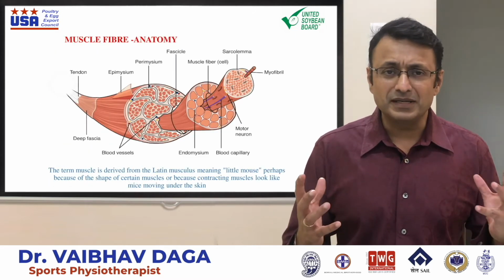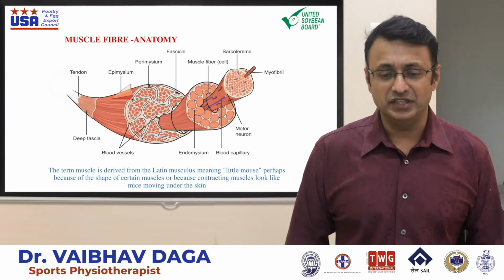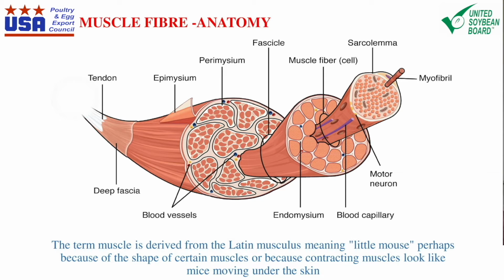So, if you look at the muscle fiber anatomy, basically if you look at the picture here, there is this small little myofibril. Lots of myofibril come together, make a muscle fiber. Lots of muscle fiber come together to make a muscle fascicle. Lots of muscle fascicles ultimately make the muscle.